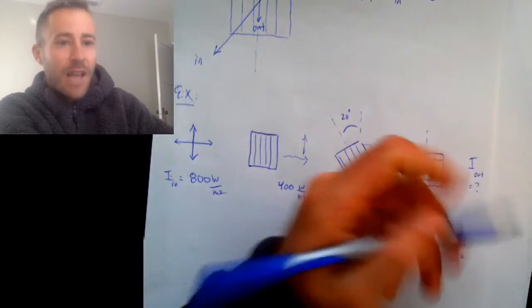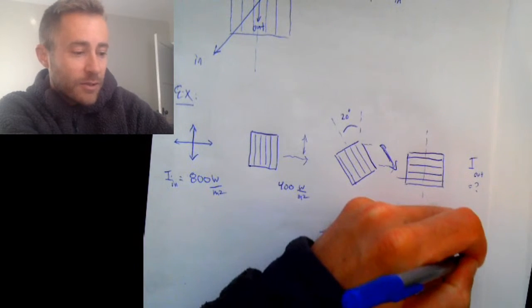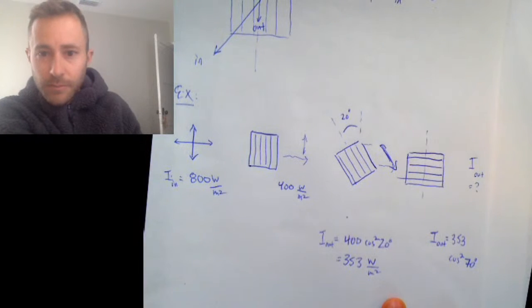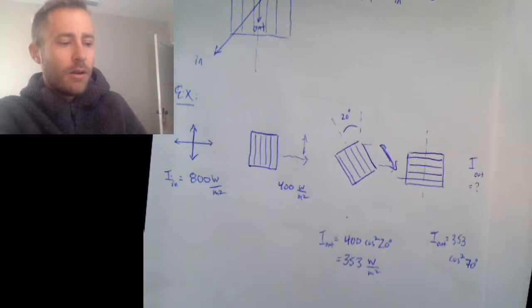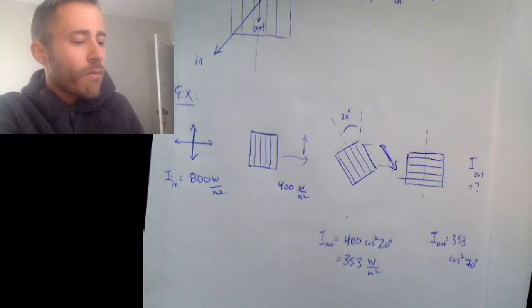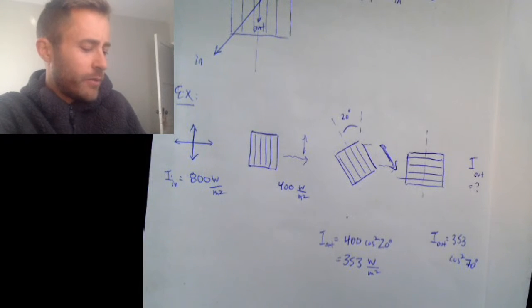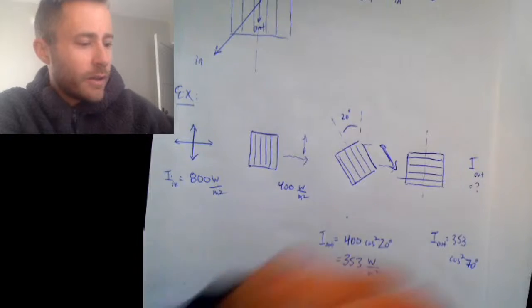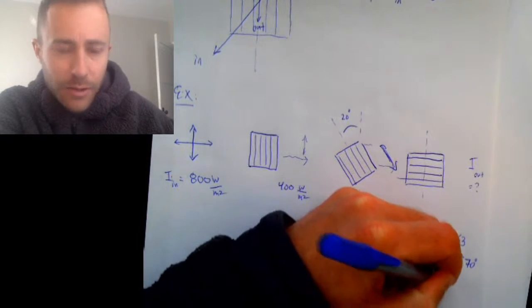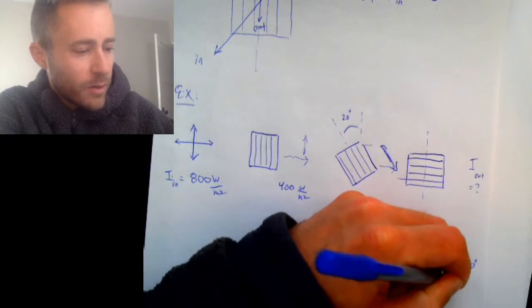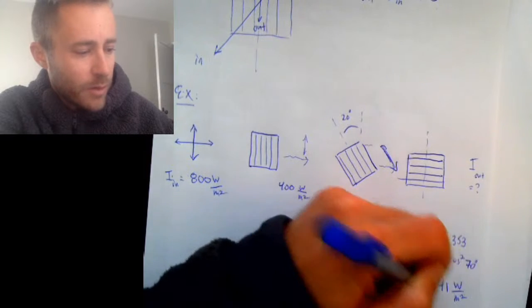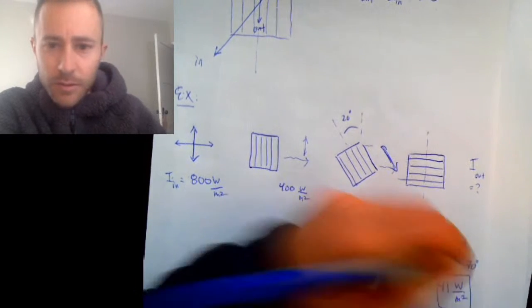So that means that the angle between them is 70 degrees. So I do 353 times cosine of 70 squared, and I get that the final outgoing intensity is 41 watts per meter squared. So that's the answer.